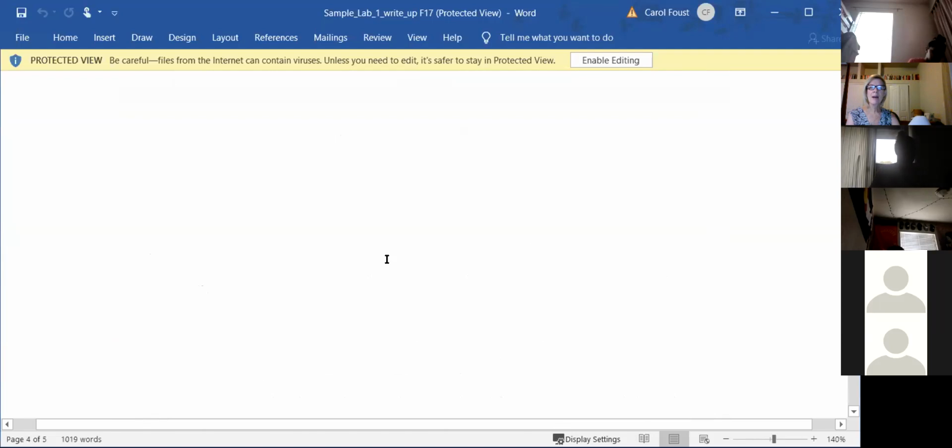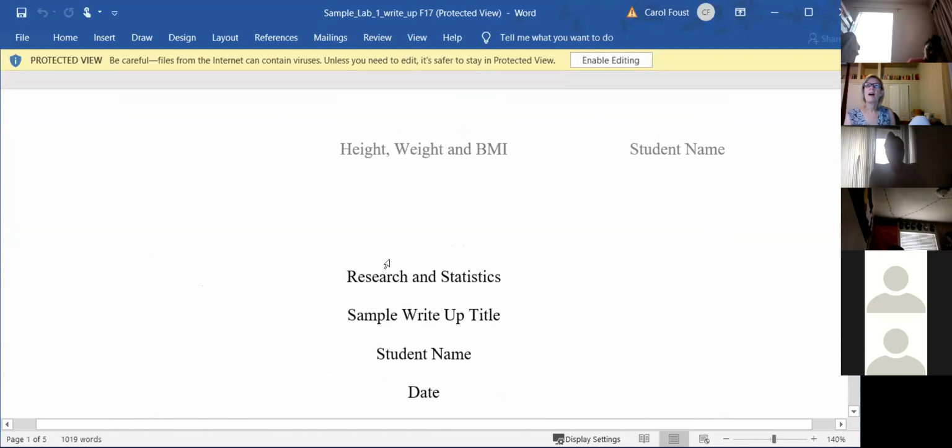This example is also posted on module 4 under the final project tab. There's a little link for the final project, so there's the rubric and the sample lab. I'm looking for something that's probably around 3 pages.